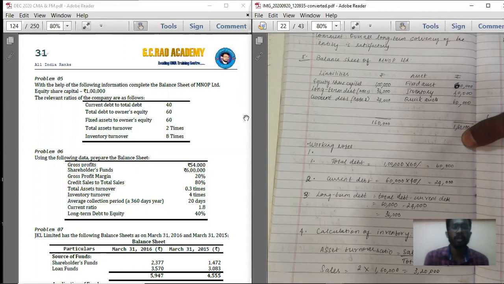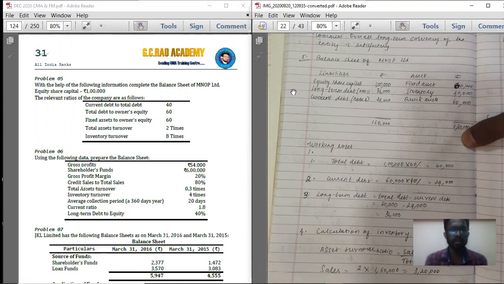With the help of the following information, complete the balance sheet of MNOP Limited. Equity share capital rupees 1 lakh. See what they are asking. They are asking us to complete the balance sheet, that is, prepare a balance sheet using the given ratios. They have directly given that equity share capital is rupees 1 lakh. So we have found one point of the liability, that is equity share capital.